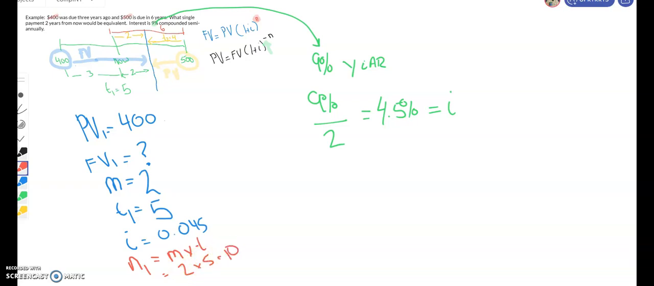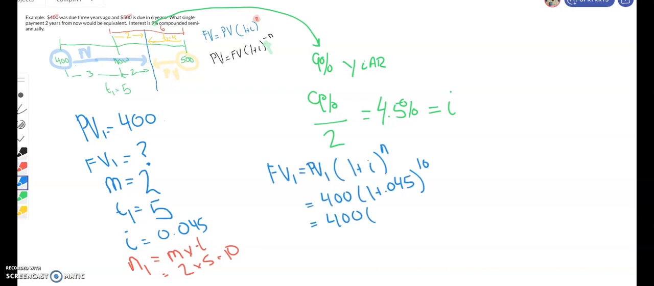So we write down our FV equation and plug the numbers in. Make sure you follow BEDMAS, so you have to do your brackets, then your exponent, and that gives us a value of $621.18776, and we just round that to $621.19, if that was our final.